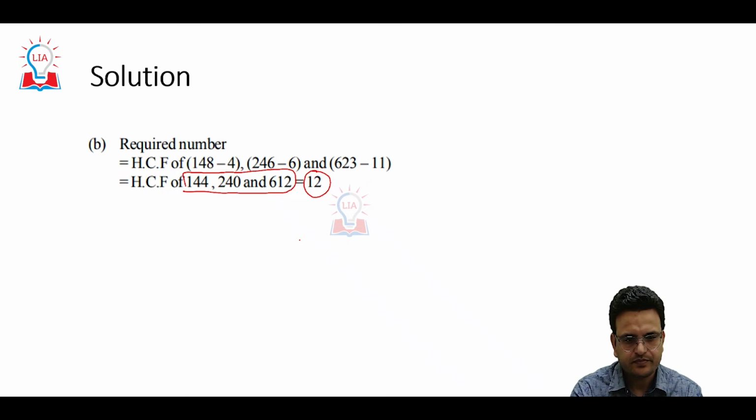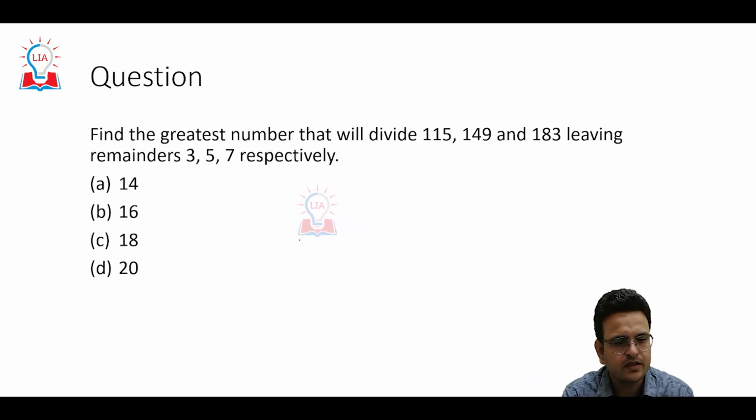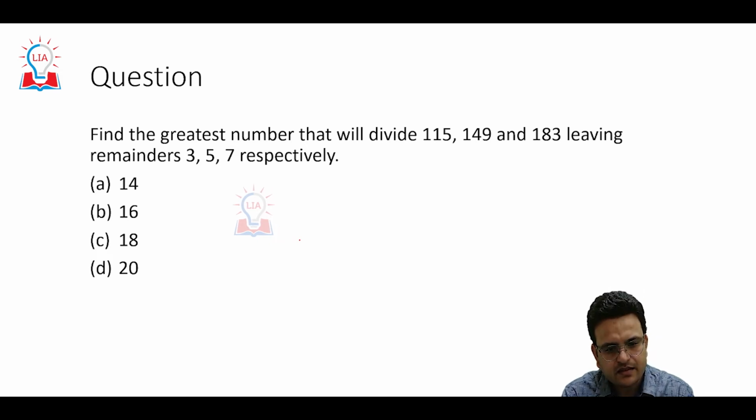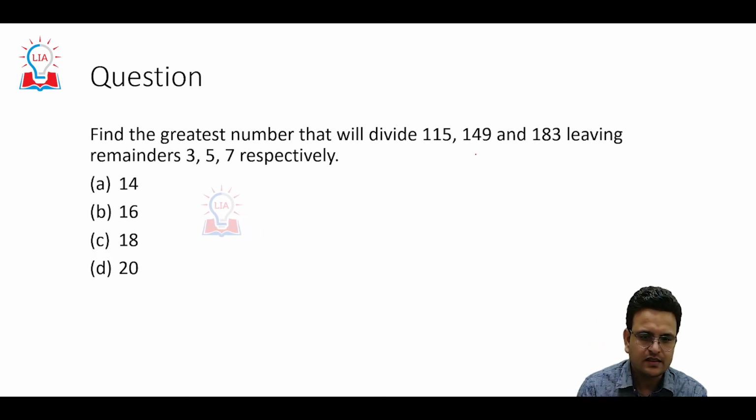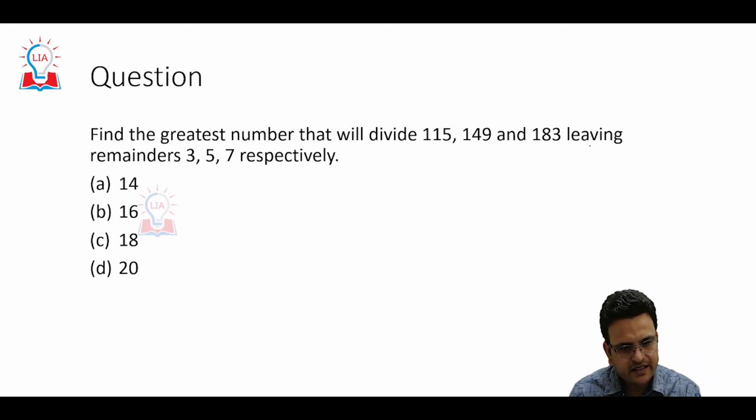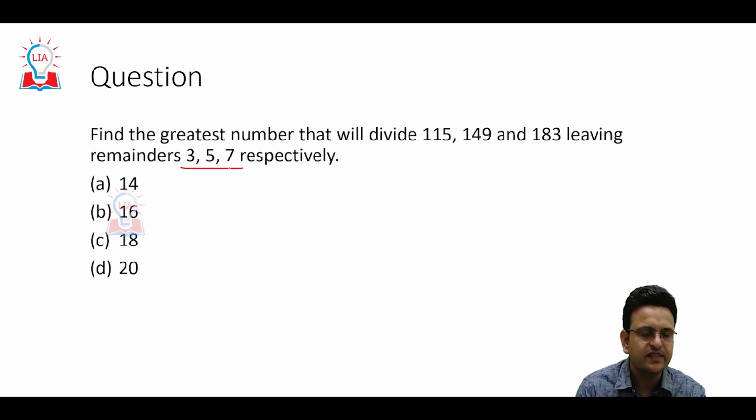Now come to one more question. Find the greatest number that will divide 115, 149, 183, leaving remainder 3, 5, 7.